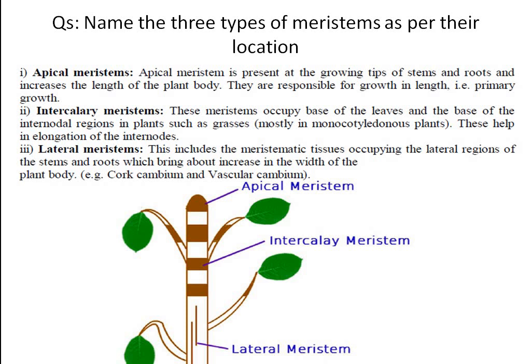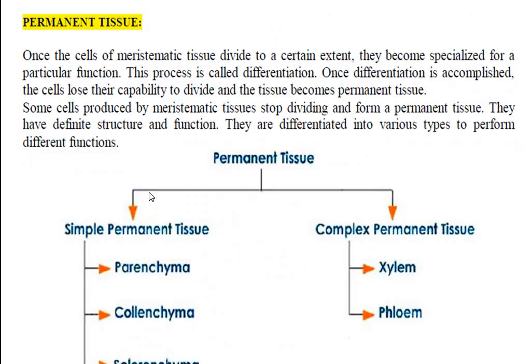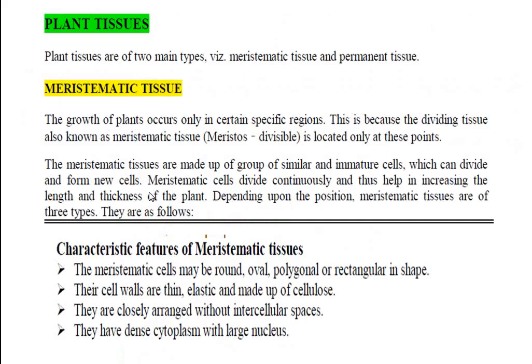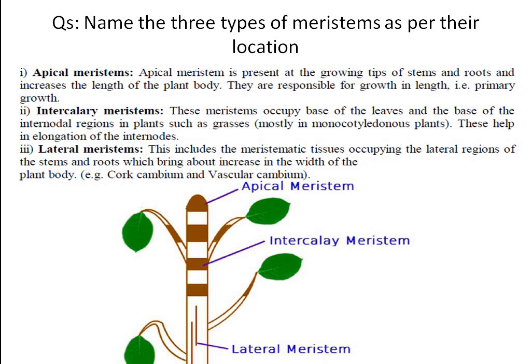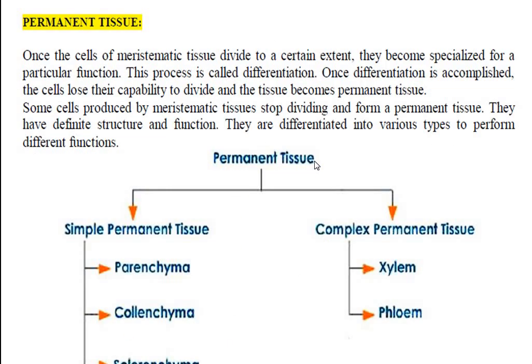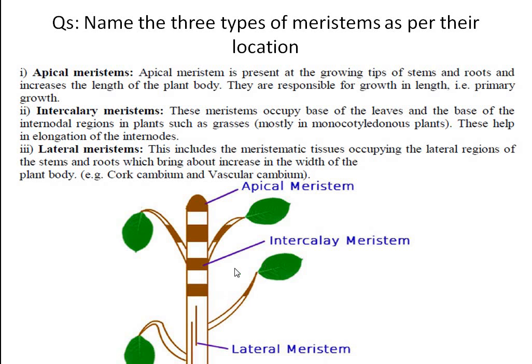Next is lateral meristem. Lateral meristems are seen in the lateral region of the stem and root, which help in the increase of the width of the plant. They include the meristematic tissues occupying the lateral regions of the stem and root, which bring about increase in the width of the plant body. So they are cork cambium and vascular cambium, examples of lateral meristem. They help in the increase of width or girth of the plant body. So these are the three types of meristem.